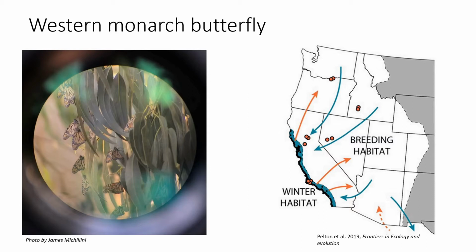Individuals overwinter on the coast of California, here shaded in blue on the map, and then across 3 to 5 generations they spread throughout the western United States, basically until they hit the Rocky Mountains. In the fall, the last generation, which are probably about the great-grandchildren of the original individuals, fly back to the overwintering sites along the coast. This yearly expansion is really cool.